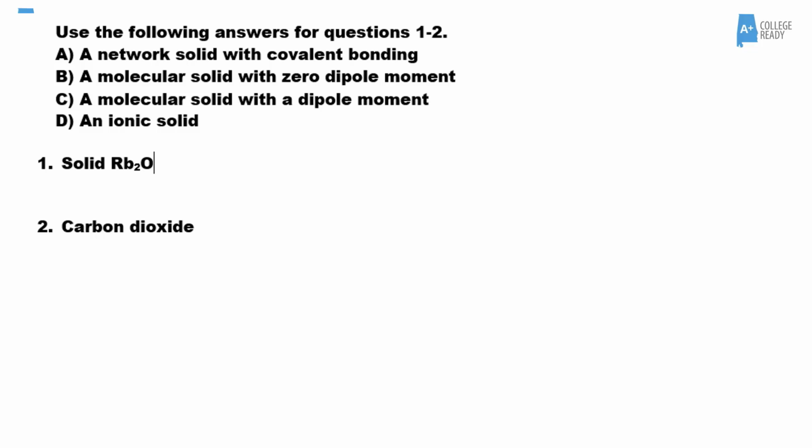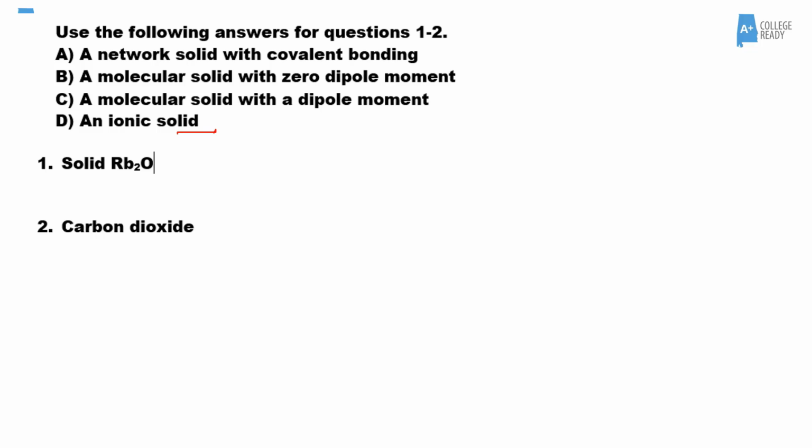A molecular solid with zero dipole moment versus a molecular solid with dipole moment, those are basically saying covalent and either nonpolar or polar. And then finally, ionic. So the first one's easy. Solid RB20, rubidium oxide is a metal and a nonmetal, so it's got to be an ionic solid. For carbon dioxide, we know that that's two nonmetals, so that's a molecular solid.